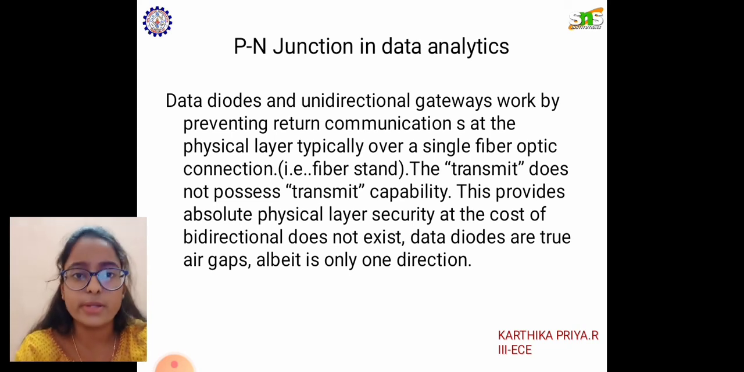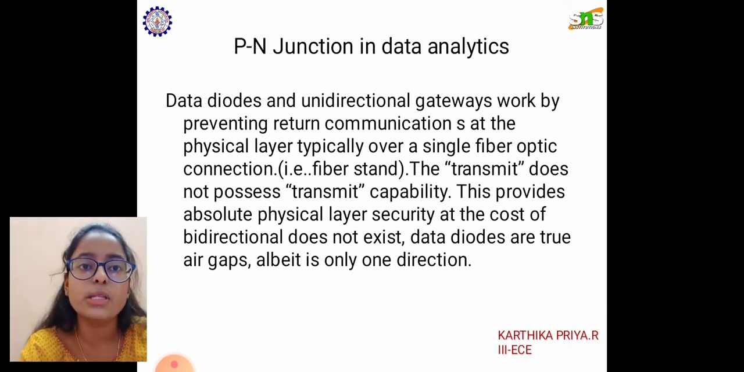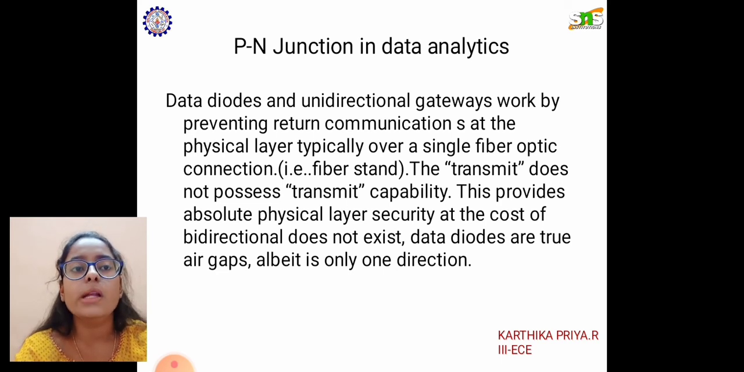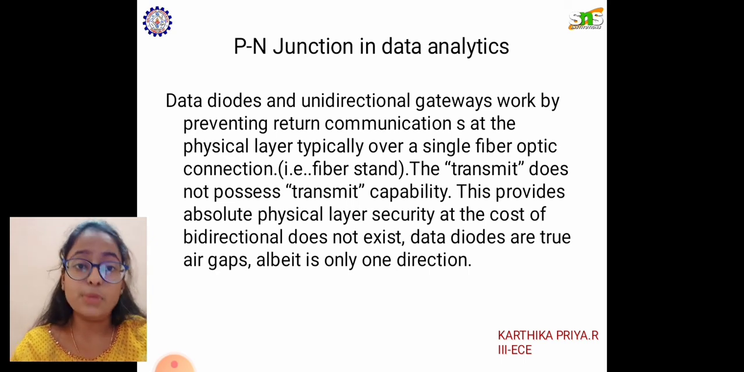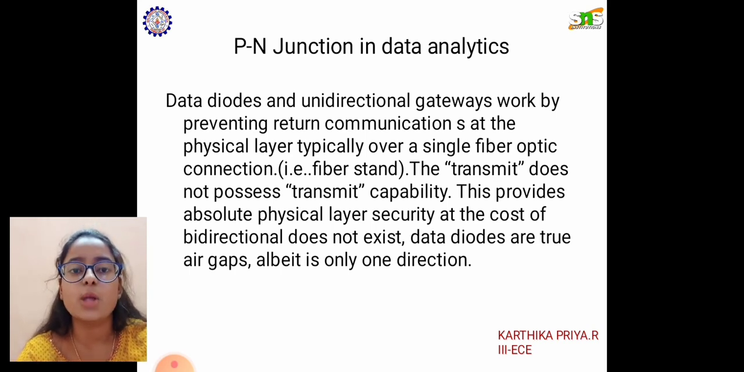The role of PN junction in data science. Data diodes and unidirectional gateways work by preventing return communications at the physical layer, typically over a single fiber optic connection, that is a fiber strand. The transmitter does not possess receive capability. This provides absolute physical layer security at the cost of bidirectional communication, which does not exist. Data diodes are true air gaps, albeit only in one direction.